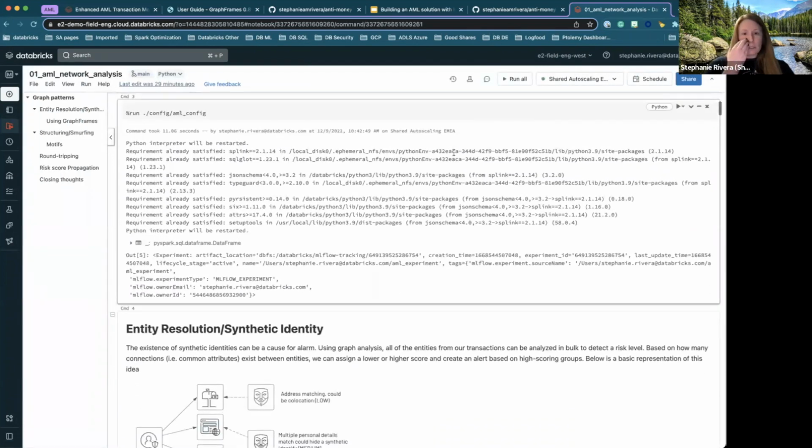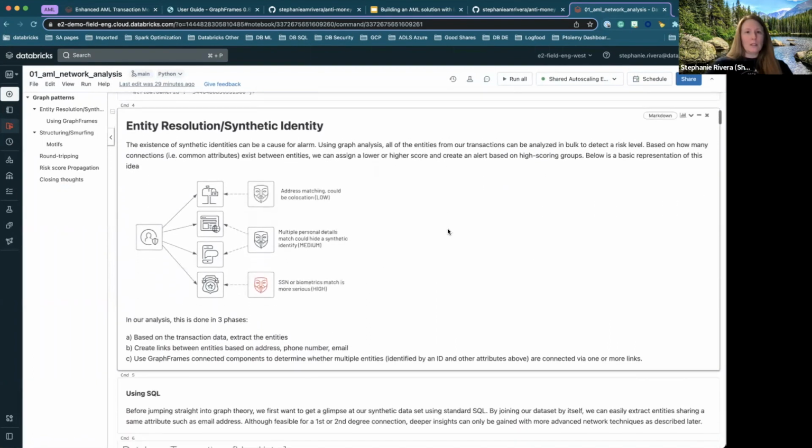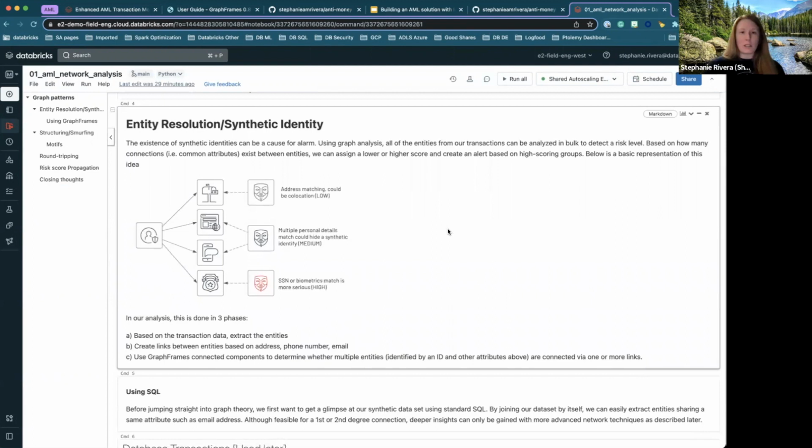Okay, so our config has been run. We have all of the libraries installed. We have our MLflow experiment running. So let's talk about entity resolution and synthetic identities. Basically, you can think of this as individuals who are using different names. So they may try to be Bob and Krishna and Jessica all at the same time.